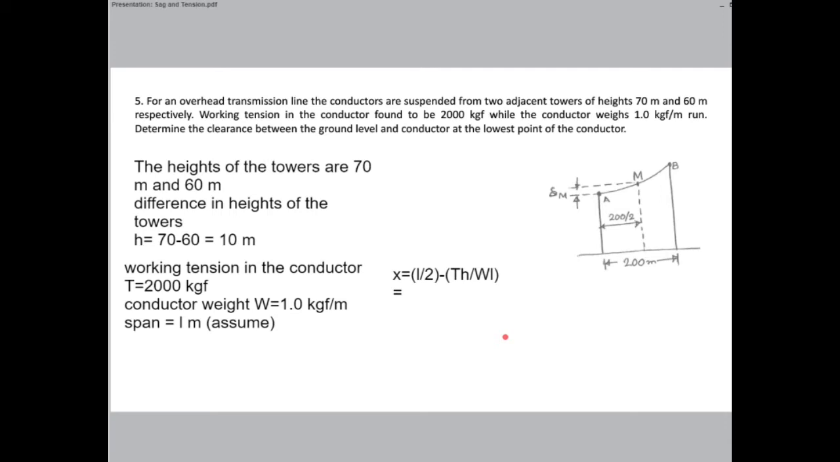Yes, span is supposed to be 200 meter. I'm trying to find out the word that I can add here. The reason is that for that x has to be equal to 0. If x is equal to 0, it means the lowest point of the conductor is at the middle point between the two towers.